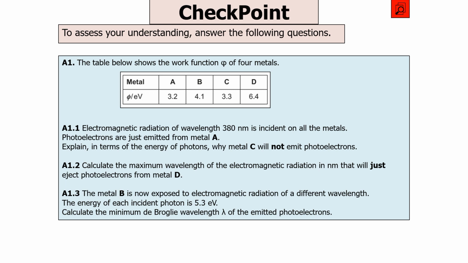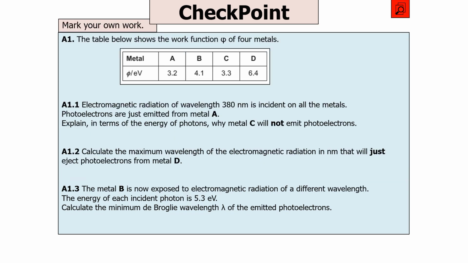Then calculate the maximum wavelength of the electromagnetic radiation in nanometers that will just eject photoelectrons from metal D. Then metal B is now exposed to electromagnetic radiation of a different wavelength. The energy of each incident photon is 5.3 eV. Calculate the minimum de Broglie wavelength of the emitted photoelectrons. So pause the video now, then unpause the video when you want to go through your answers.